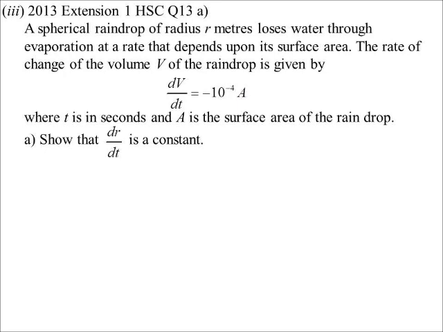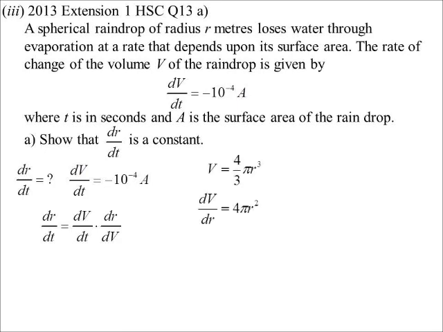Okay, we have to show that the rate of change of the radius is constant. How do I do that one? So it's dr dt is what I'm trying to work out. And what have they given me? They've given me dv dt. So dv dt, I want something that links volume and radius together. I've got that. So we should be able to do this.